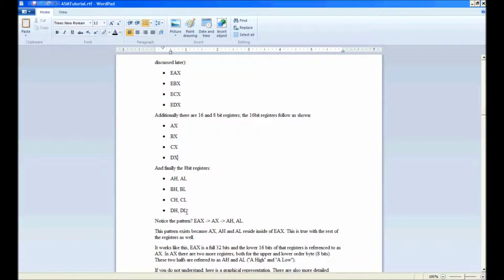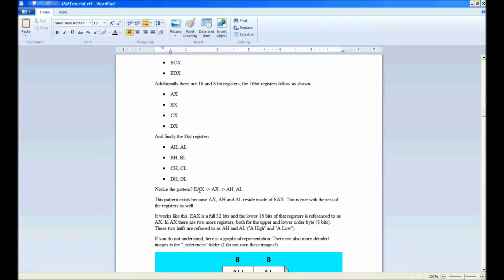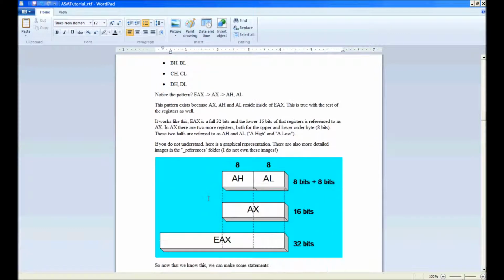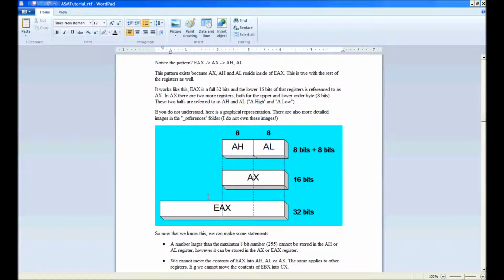Okay, notice the pattern: EAX, AX, AH, and AL. Starts with A and all that. Basically this pattern exists because in AX, AH and AL reside, and AX resides in EAX. This is true with EBX, ECX, and EDX as well. Here's a graphical representation. I don't own this image, by the way.